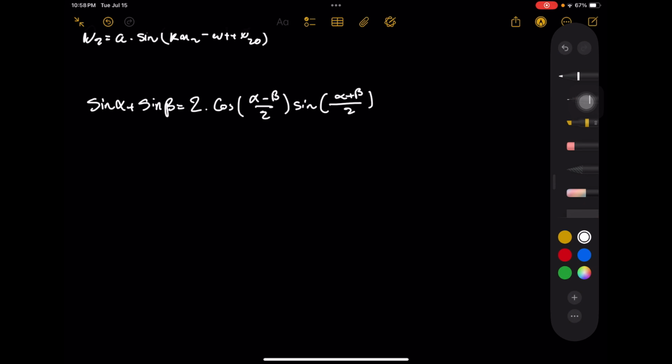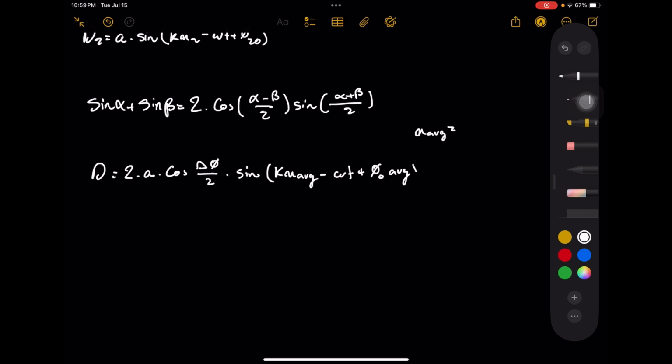And if we do that, we get the equation 2a cosine of delta phi over 2, times sine of kx minus omega t plus phi average. So notice something here. This is a sinusoidal wave traveling. So what is x average? It's x2 plus x1 over 2.